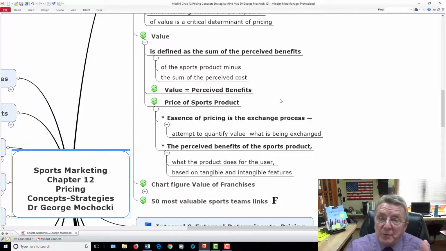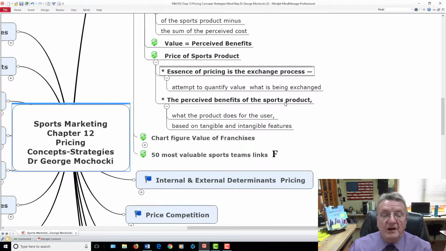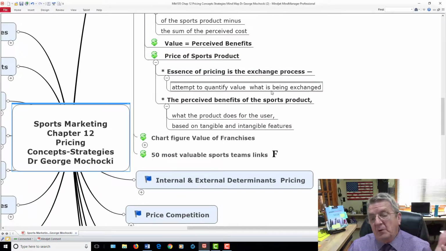And this is where sports marketing comes in. How do I present my product so that it shows the value and gives me the pricing? So when I'm coming up with an idea, how much should I price my product? You have to look at how the consumer will view that pricing, and whether it equates not only to tangible benefits but intangible benefits. The essence is the exchange process, an attempt to quantify what is being exchanged. I'll throw this in just in case you see it on an exam with the more formal wording.